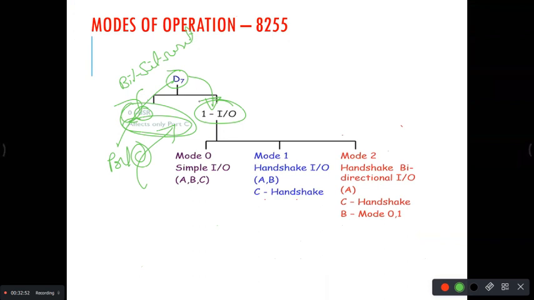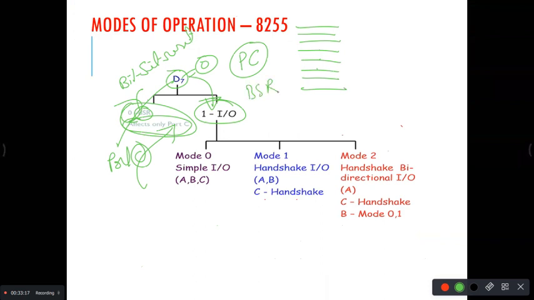Listen carefully. When the D7 bit is 0, your port C, there are 8 lines in port C, right? 1, 2, 3, 4, 5, 6, 7, 8. There are 8 lines of port C, right? In this mode, which is called bit set reset mode, it is possible to individually access these lines of ports. Have you understood this? Individually control these lines of the port C.